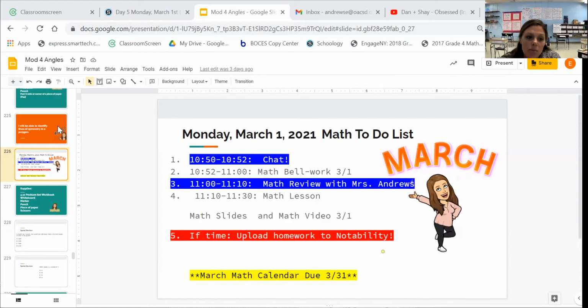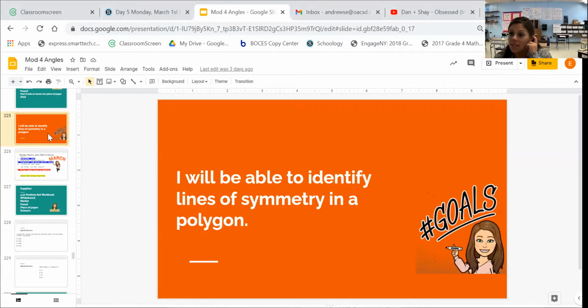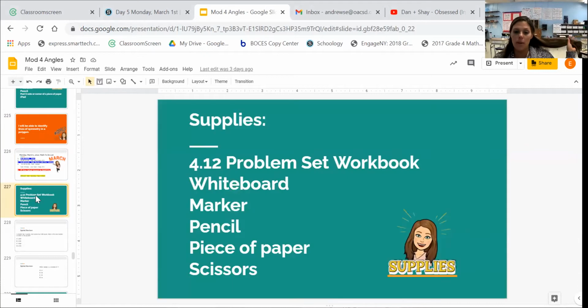Today, we are going to be learning all about lines of symmetry and seeing if polygons or shapes are symmetrical. So I want to first start by showing you some supplies that you're going to need. First, you're going to open up your workbook to problem set 4.12. Of course, you need your whiteboard and marker to do some review, a pencil, a piece of paper, and some scissors. So you could pause this and get your materials ready.